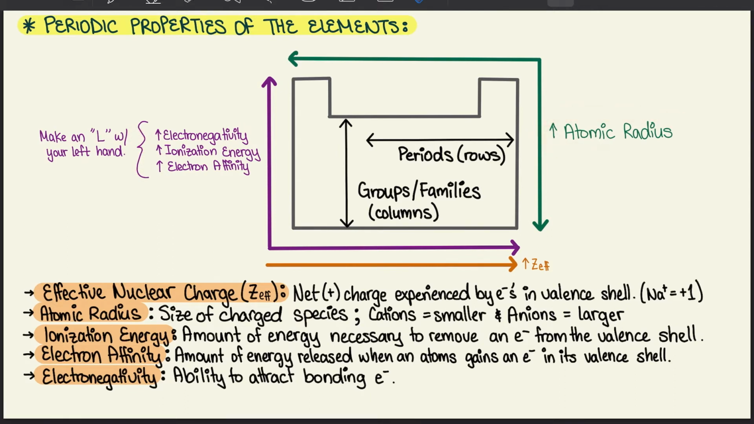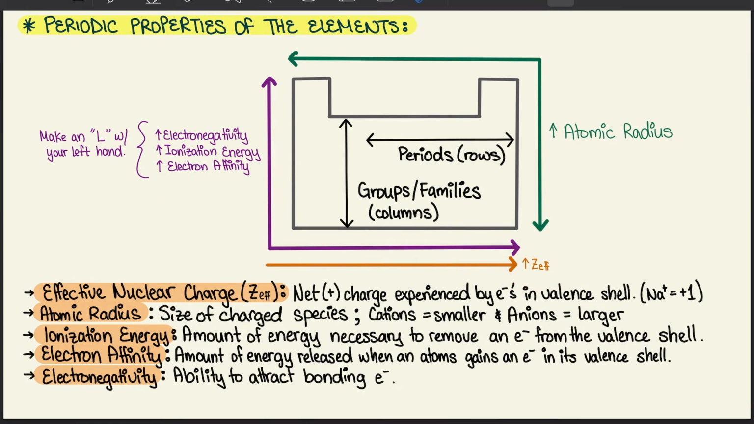So coming back to the definitions, electron affinity is the amount of energy released when an atom gains an electron into its valence shell. And electronegativity is the ability of an element to attract bonding electrons to itself. So these three, including ionization energy, increase with that L shape, and the opposite is true for the atomic radius.